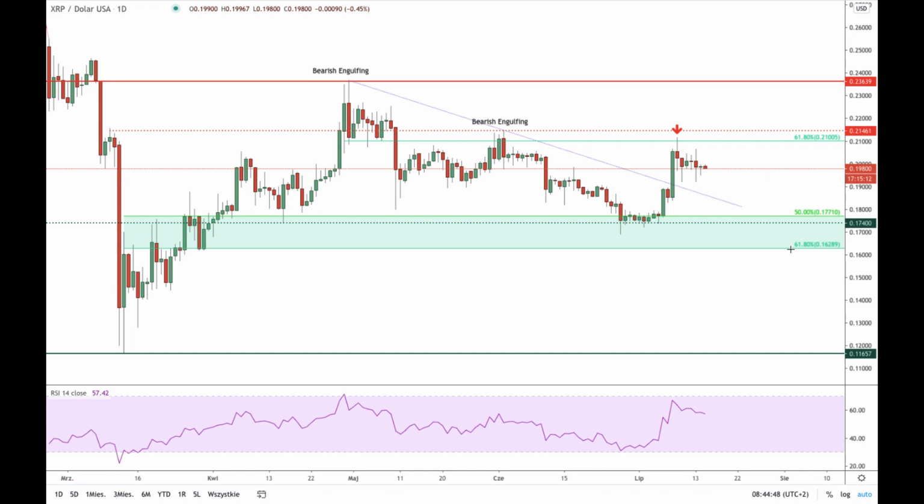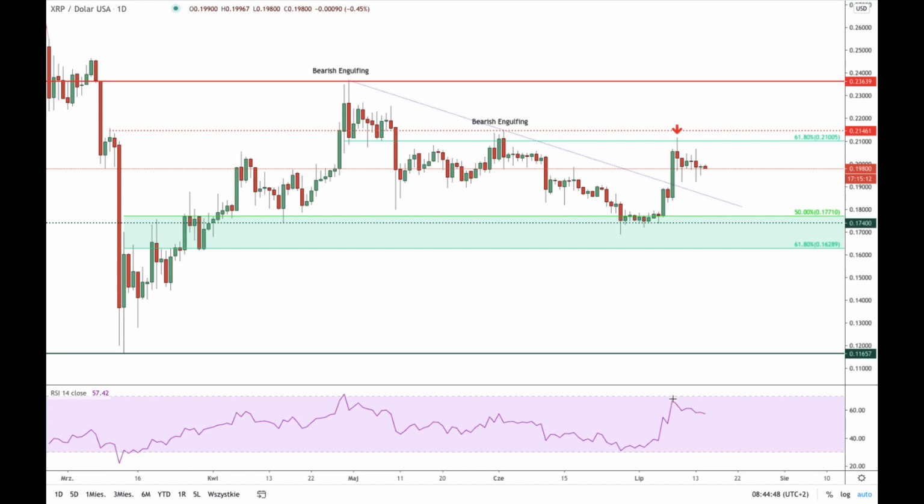Not quite sure how many days we need to retrace towards this level, but if the bulls are still undecided and they don't want to move higher above 0.21 to test the level of 0.2146, which is this dashed horizontal red line here, then it means that this move higher, this breakout above the trend line, is a fake one, and the bears will still be in control of the market, and they will push the price lower eventually in the future.